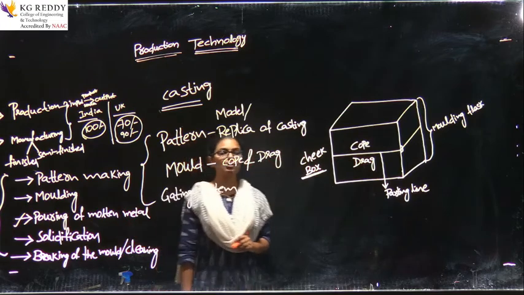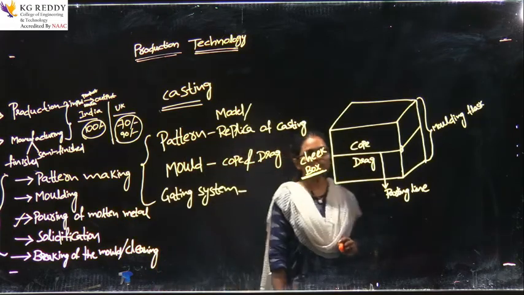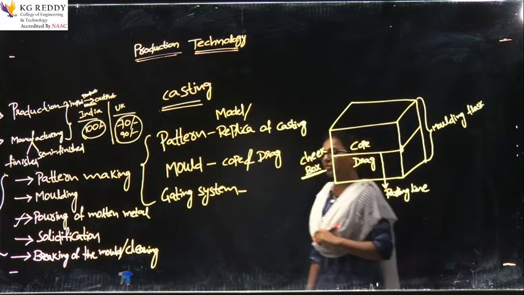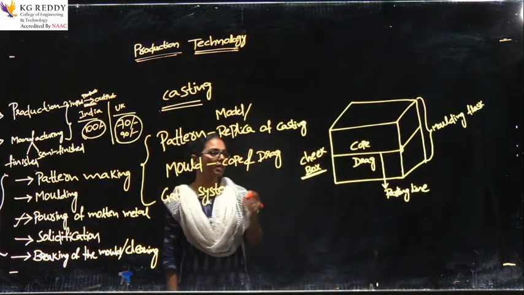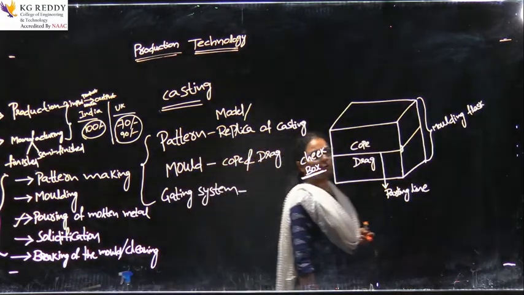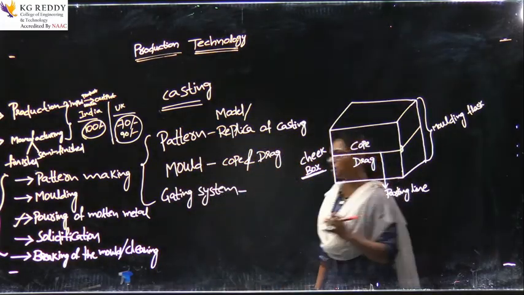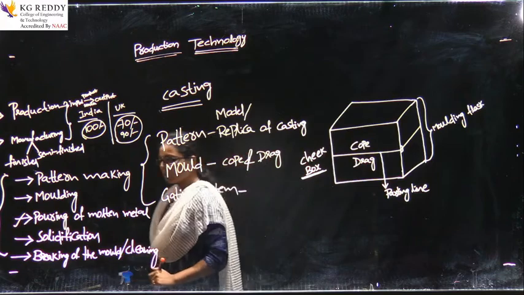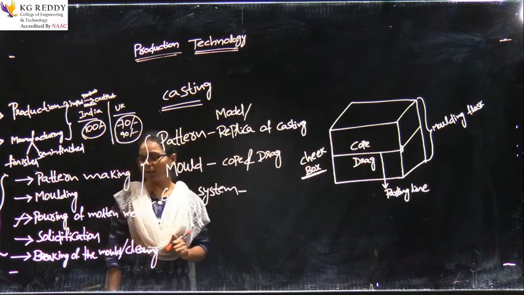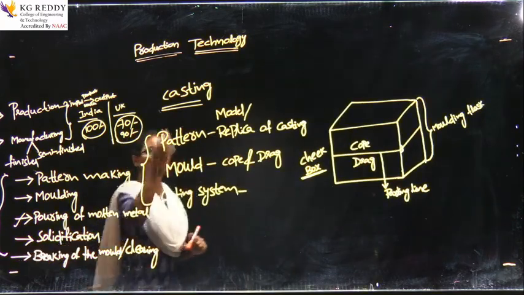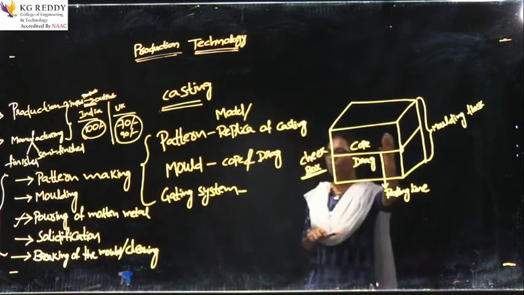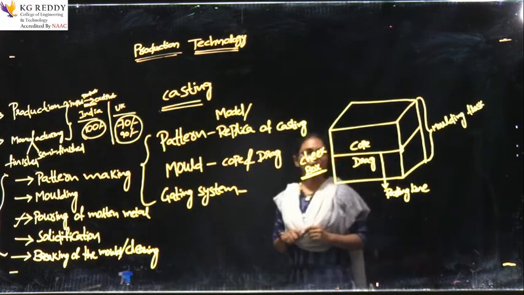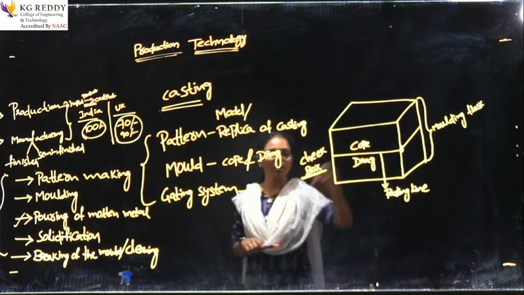Once it is solidified, we need to cool it to room temperature. For that we can add coolants or we can leave it to cool in the atmosphere. The last step is breaking of the mold. This is the final step in the casting. The product we have prepared needs to be removed from the mold.